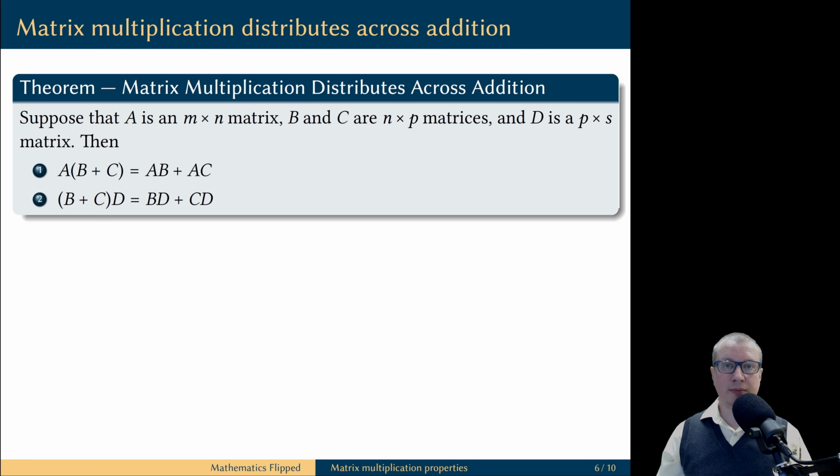Next, we are going to prove the analog of the distributive property. We will show that matrix multiplication distributes over matrix addition. As in the other theorems, I will only prove the first property. The second one will use a similar argument.